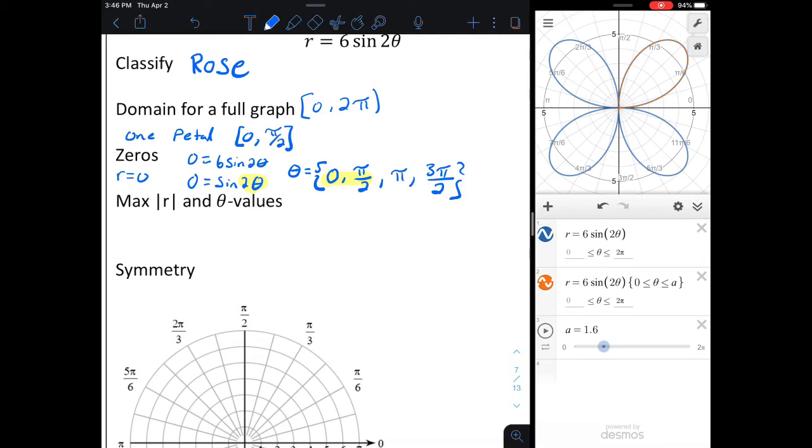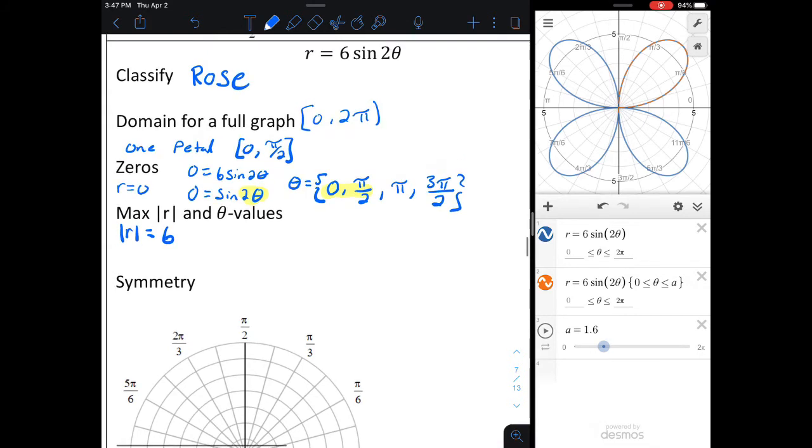Now let's look at our maximum r values. Well, this is where we're looking for, where is the absolute value of r going to equal, well, how far away do these petals get on this polar grid? I'm looking at how far away do they get from the origin. They make it all the way to that circle with the radius of 6. Well, when I'm looking at my equation here, I should know that, because I'm multiplying sine's output by 6, and sine itself has the largest output of 1. 1 times 6 is 6.